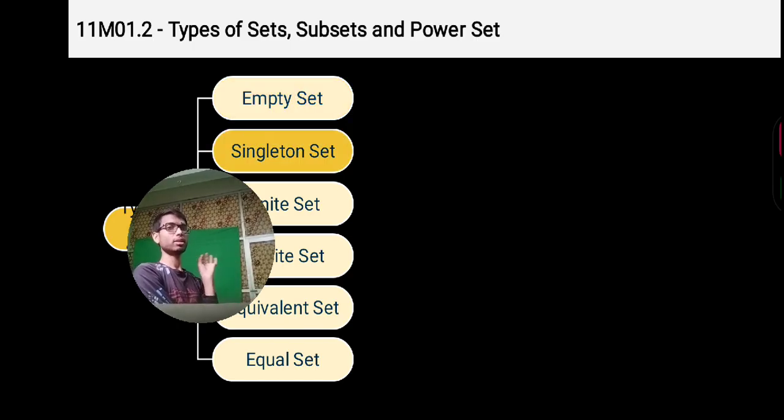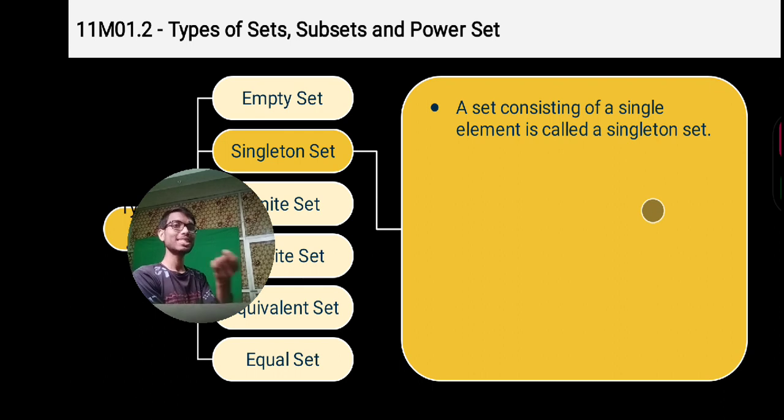Now next we have singleton set. Singleton set means one element. A set that has only one element is a singleton set. Single, one element. So in one sentence you can define it: any set which has only one element will be a singleton set. Here, a set consisting of a single element is called a singleton set.